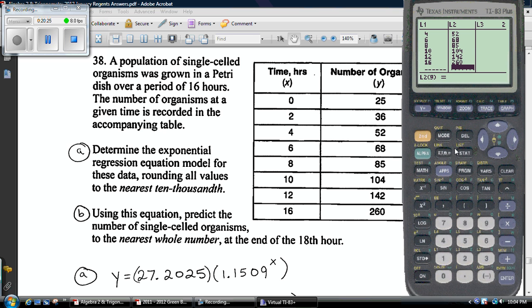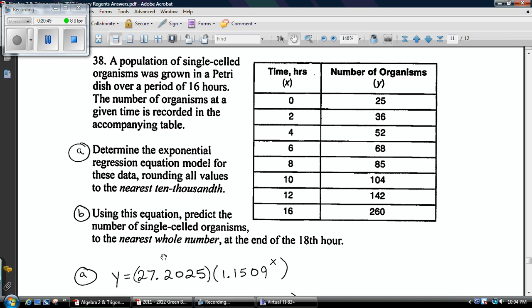There you go. And then we want to go to Stat, make a calculation. We want an exponential regression. Exponential regression with L1, comma, L2. Hit enter. Okay, and there we go. I just rounded them. Raise to the x power.